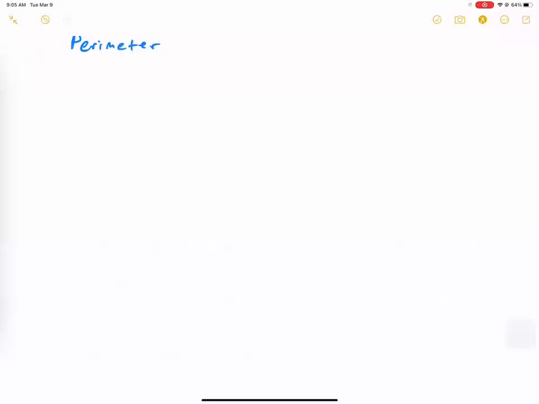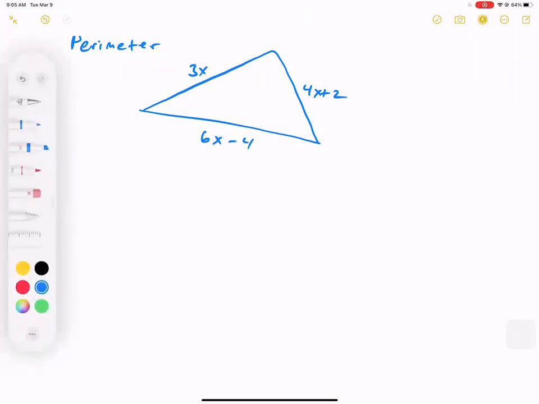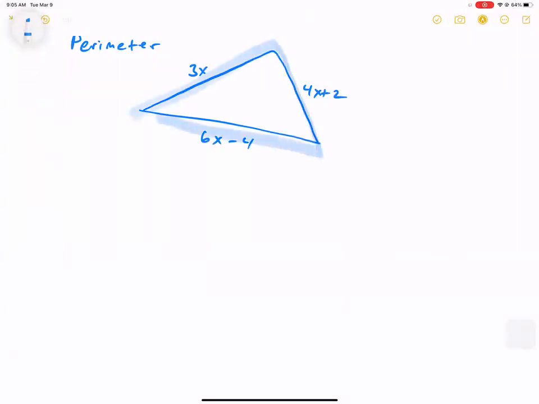Perimeter as our example today. So let me give you an example of a triangle here. Let's say this triangle has not numbers, but let's use letters. So if I say 3x, 4x plus 2, and 6x minus 4. Okay. And actually, what's a perimeter? The idea of a perimeter is adding up all the exterior sides. What is the distance around my shape here, right? By adding up all those sides.